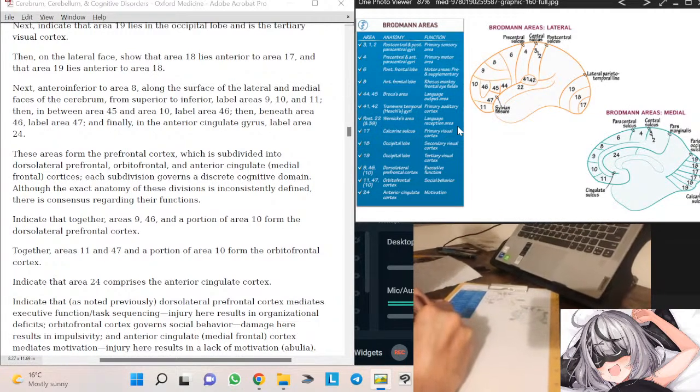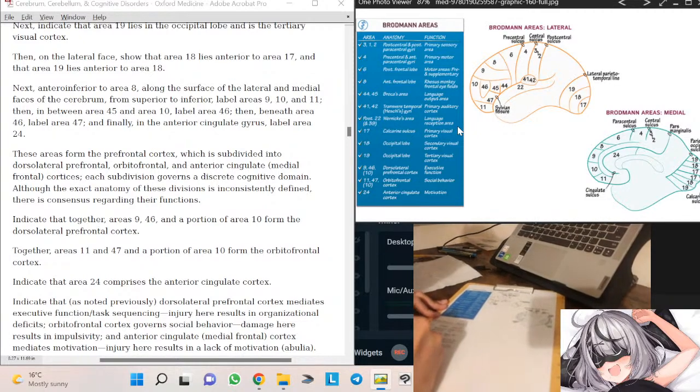Motor areas. 3. And supplementary. 8. Anterior frontal lobe. Rhesus monkey frontal eye field. 44, 45. Broca area.